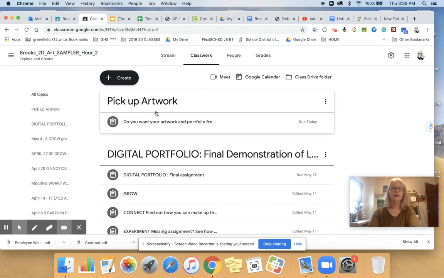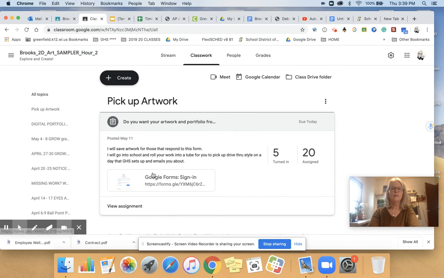Another thing I would like for you to do is fill out this form about what you'd like me to get ready for you to pick up at school on the yearbook pickup day. You'll also be able to do a drive-through to pick up, and that is next Thursday at 1 o'clock.